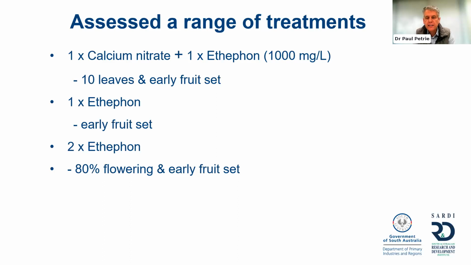We also assessed a range of treatments using Ethephon. So this was Ethephon by itself, or Ethephon in combination, or a double application of Ethephon, or in combination with calcium nitrate. Ethephon is a plant growth regulator. It breaks down to release a gas, ethylene, and it promotes, in this situation, the abscission of the grape berries. That means they fall off effectively.